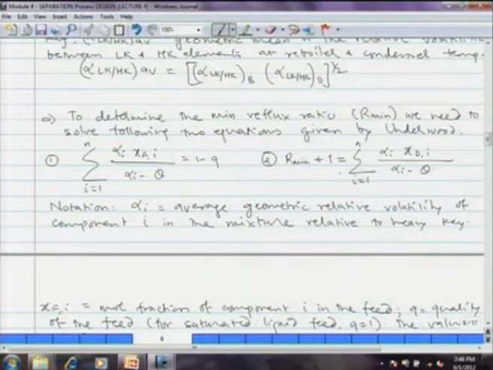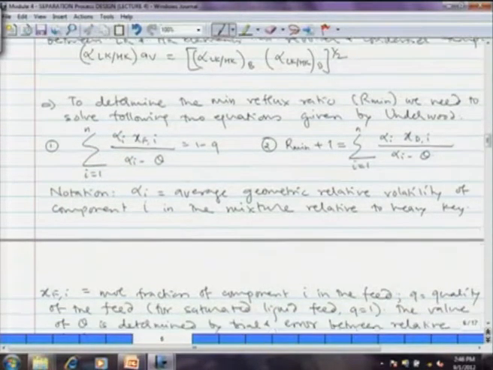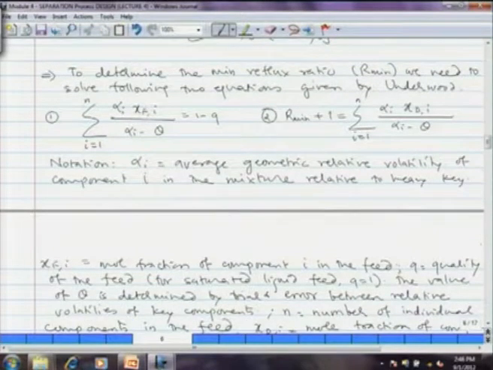For that purpose, we have to solve two equations which are given by Underwood. The first equation is summation i running from 1 to n, where n is the number of components in the mixture, alpha_i into x_Fi. Alpha_i is the relative volatility of any component i with respect to the heavy key component. x_Fi is the composition or mole fraction of that component i in the feed. Alpha_i into x_Fi divided by alpha_i minus theta is equal to 1 minus q.